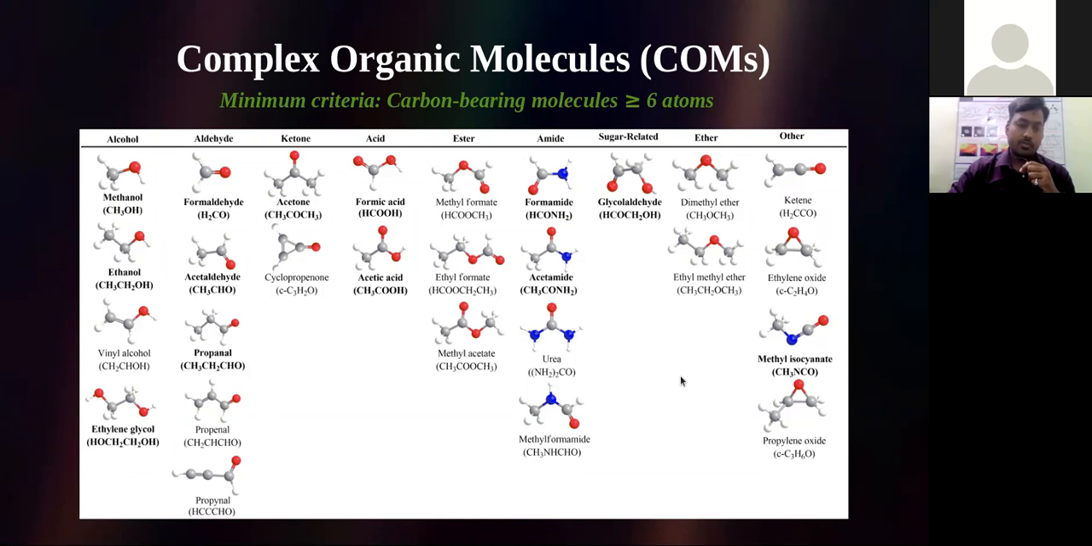Complex organic molecules. Unlike core chemistry, in astrochemistry and astrobiology we call complex organic molecules those carbon-bearing molecules containing 6 or more atoms. They are mainly of these key categories like alcohol, aldehyde, ketone, acid, ester, amide, sugar-related species like glycolaldehyde, and other species like the chiral molecule propylene oxide. All these molecules, and there are more not in the list, are already observed in the interstellar medium and circumstellar envelope.